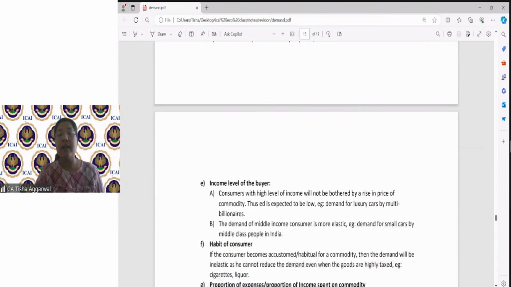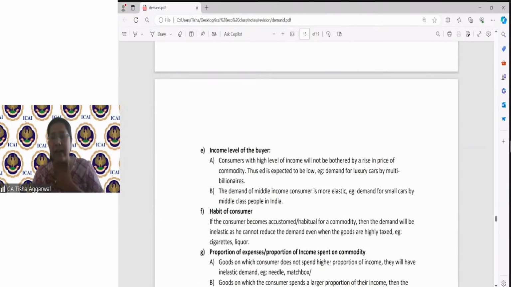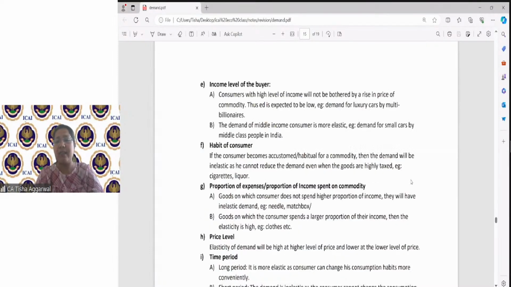Okay. Income level. Understand it. There are primarily three categories of income group: low income group, middle income group, and high income group. See, understand, the high income group will never get bothered by the rise in price. They say that even if the price increases, it does not make a difference to us. We are rich enough to buy even at a high price. So when the consumer has a very high level of income, the person will not get bothered by the rise of price, and thus elasticity is going to be low.